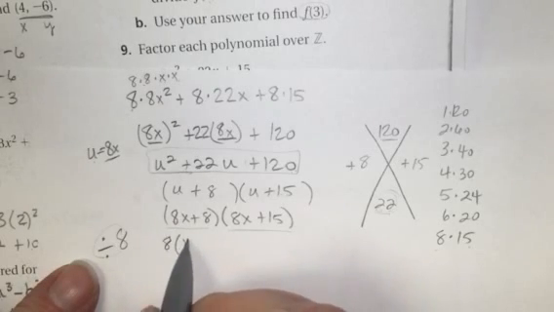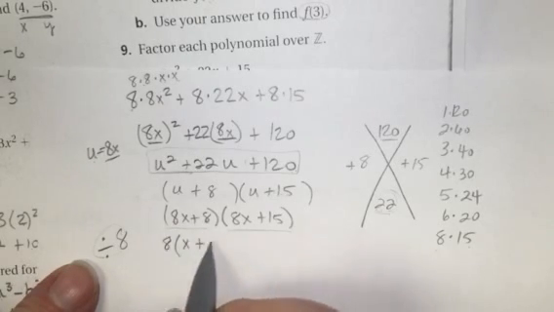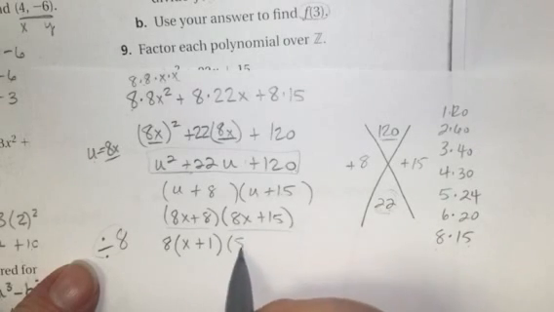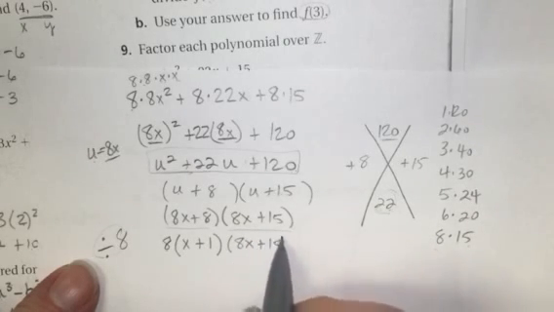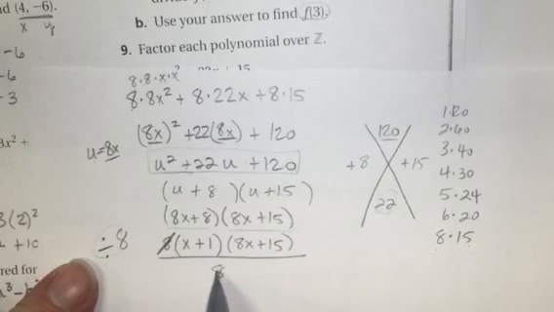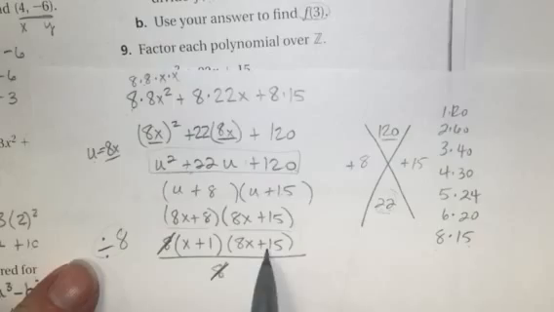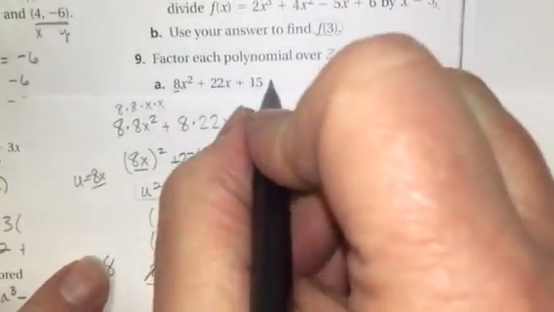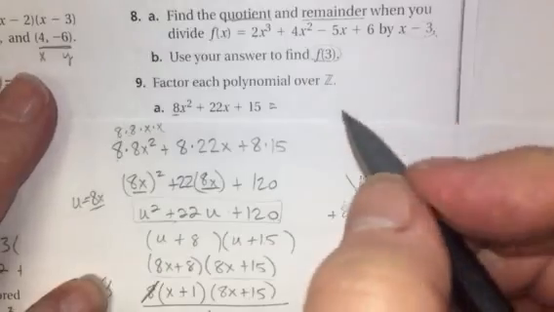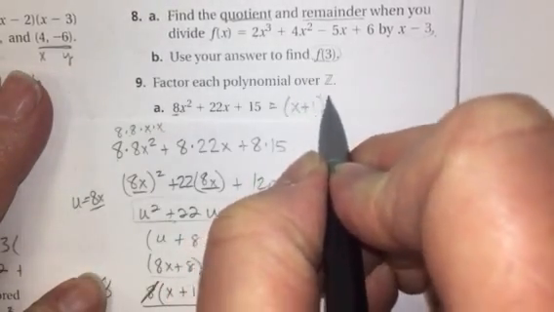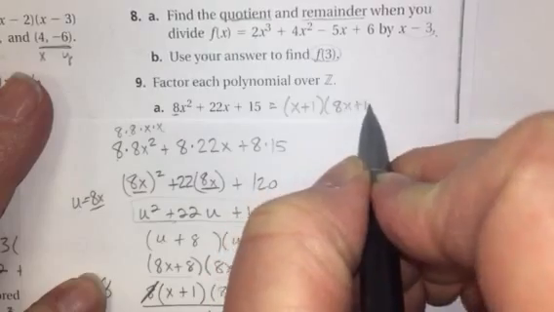8x divided by 8 is x. 8 divided by 8 is 1. These terms in this factor do not have anything in common, so they just stay like that. Now I can divide by 8, and these 8's will cancel out, and the factors that are left are the factors of the original problem up here. So this 8x squared plus 22x plus 15 is equal to x plus 1 times 8x plus 15.